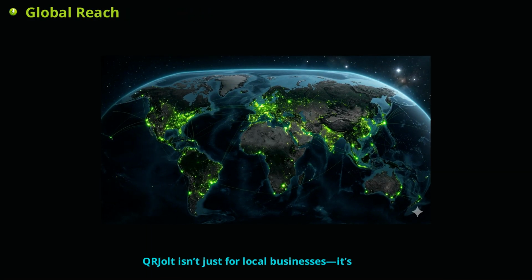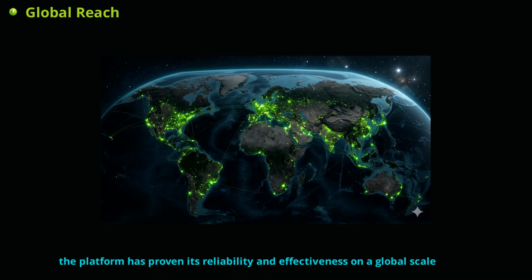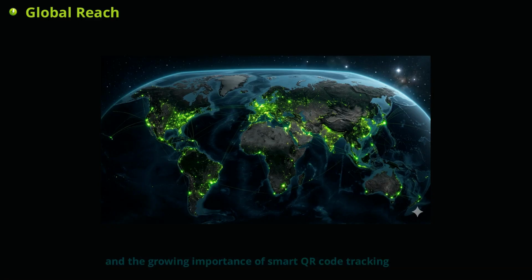QR Jolt isn't just for local businesses. It's trusted by companies in over 150 countries. With more than 10 million scans tracked, the platform has proven its reliability and effectiveness on a global scale. Whether you're a small cafe or a large enterprise, QR Jolt adapts to your needs and helps you connect with customers anywhere in the world. This wide adoption speaks to the platform's versatility and the growing importance of smart QR code tracking.